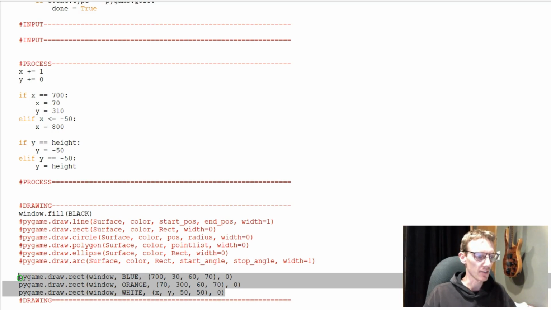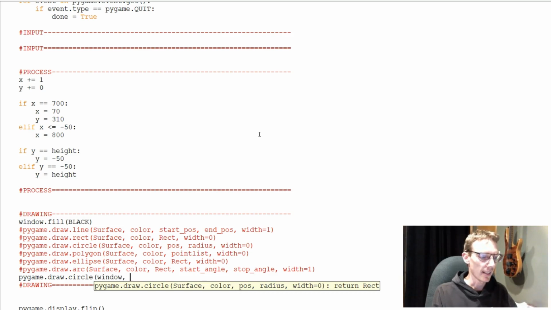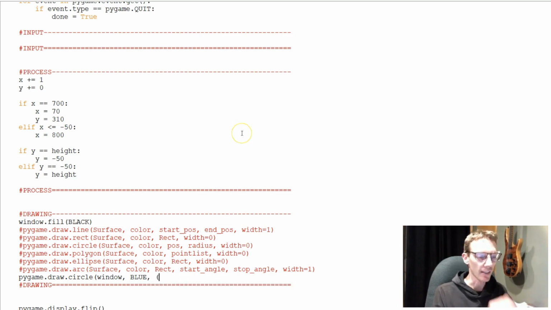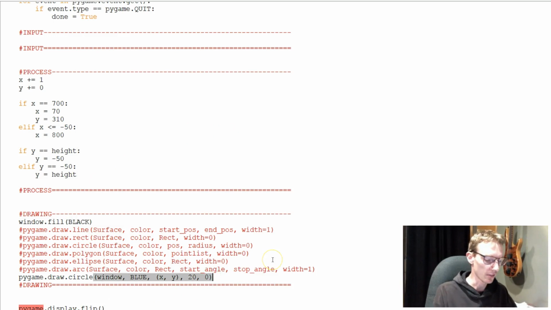So I'm going to get rid of these rectangles that we had drawn, and instead I'm going to draw a circle. Now remember, the code for a circle is pygame.draw.circle, and then I'm going to draw it to my window. And next thing is I need the color. I'm going to make this blue. And the position of our block was always x comma y, and so I'm going to use x comma y again, those two variables that are keeping track of where I'm drawing my item. And next I need my radius, and let's say we have a radius of 20, and my width is going to be 0.